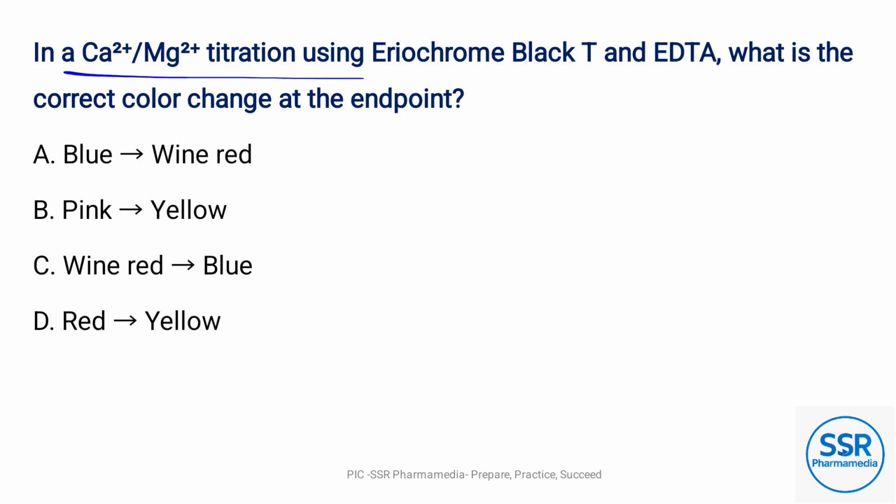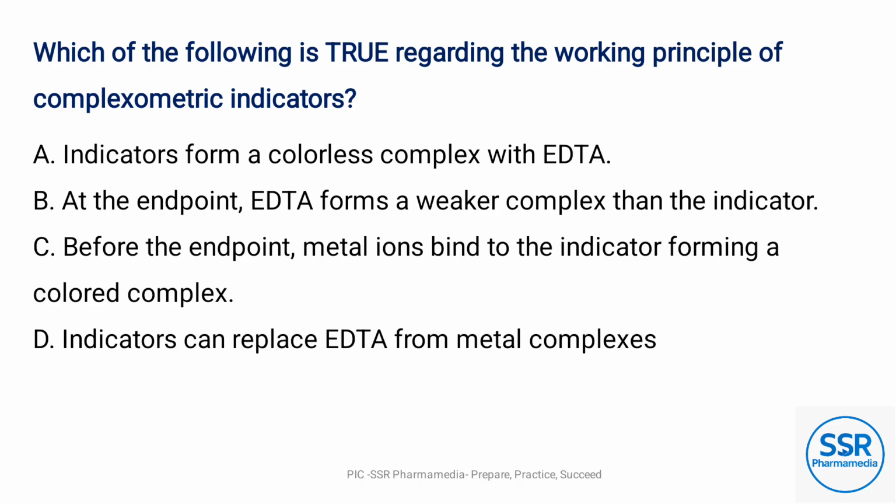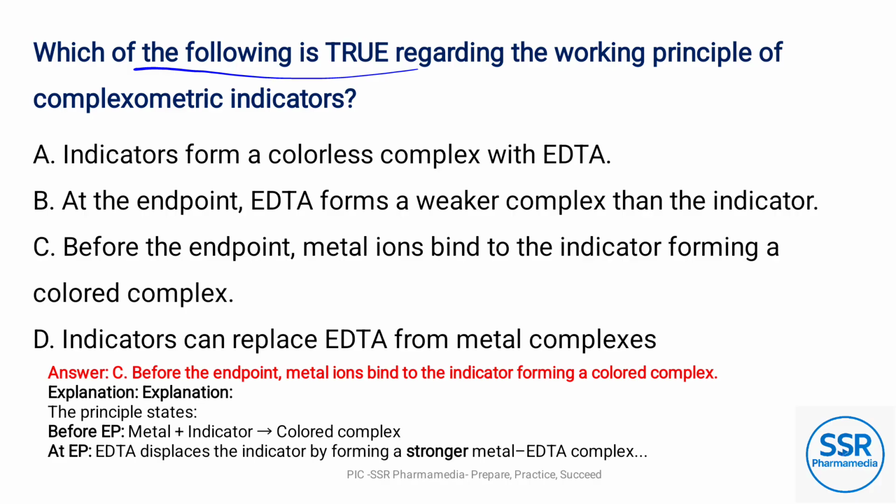In calcium and magnesium titration using Eriochrome Black T and EDTA, what is the correct color change at the end point? It's option C, wine red to blue color. Which of the following is true regarding the working principle of complexometric indicator? So option C, before the endpoint, metal ion binds to the indicator, forming a colored complex.